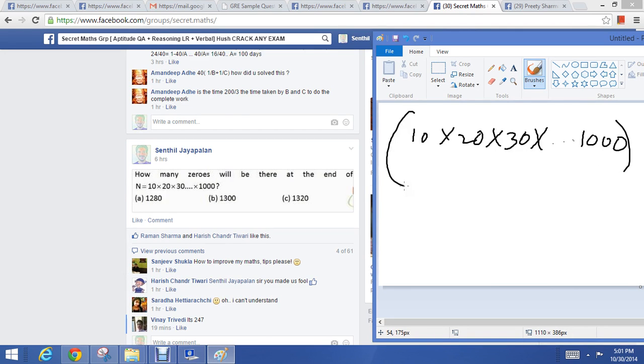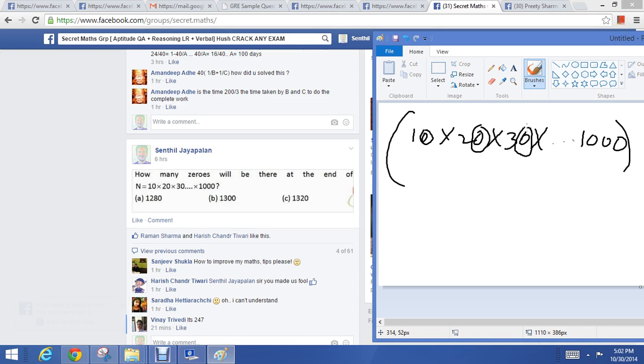So see, what I'm going to do is that I'm going to take one zero from each term. I'm going to take this zero out, this zero out, this zero out. Similarly, I'm going to take all the zeros out from this expression. So how many terms are there in this expression? There are actually 100 terms, right? So this is 10, 20, 30, 40, 50, 60, 70. It goes on till 1000. So there are 100 terms.